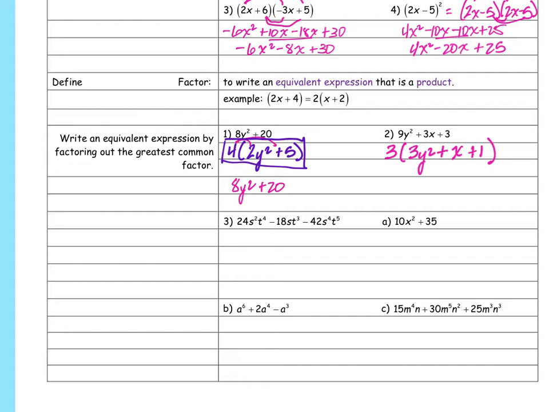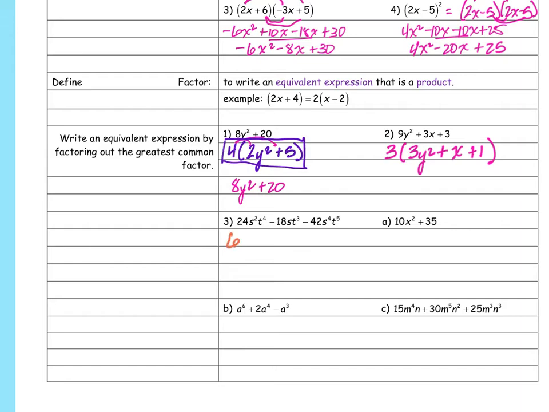Okay, so number 3 is a little bit harder because not only do I have a constant that's in common, I also have variables that are in common. So I have both a constant and variables in common. So what goes into 24, 18, and 42? I think it's 6. So I can factor out a 6.